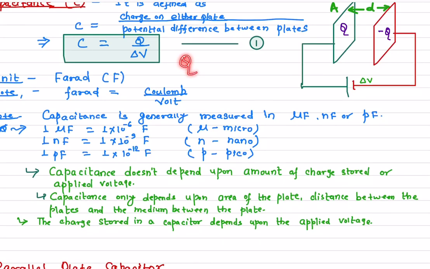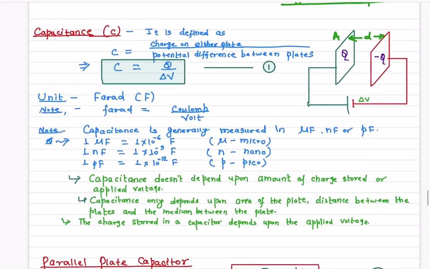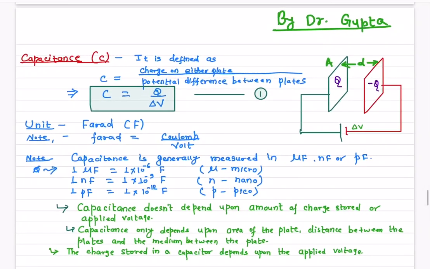If you look at this equation, Q is equal to C times delta V. C is constant, so if you increase the applied potential, the charge stored will also increase. So this is the introduction to the capacitance.